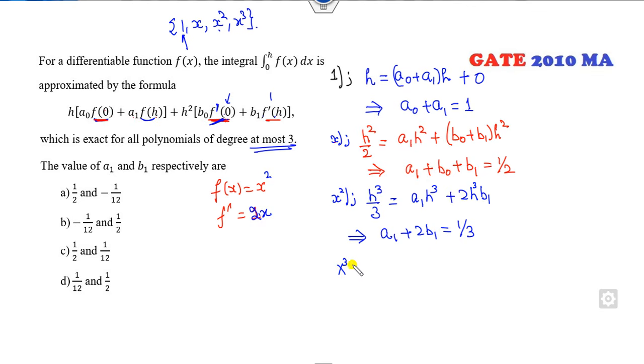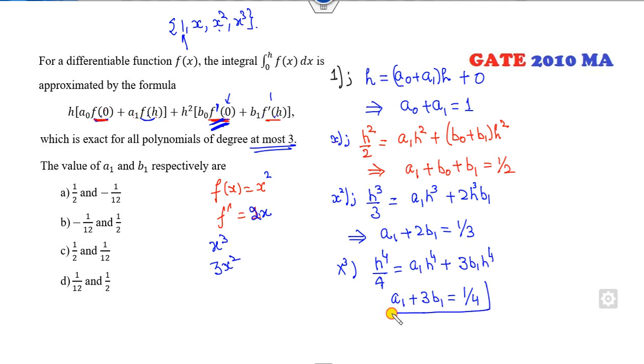The last is if I take x cube, it is h power 4 over 4. This will be 0. This is h. It is a1 h power 4. If I take x cube, the derivative will be 3x square. This value is again 0. This is h square, so h power 4. So it's 3 b1 h power 4. So from here you can see a1 plus 3b1 is 1 over 4. Now you simply write these equations.